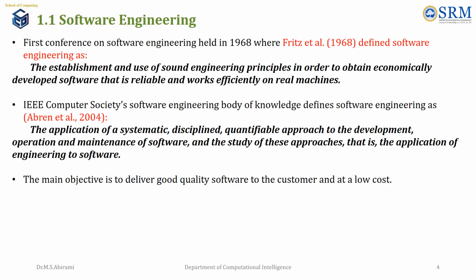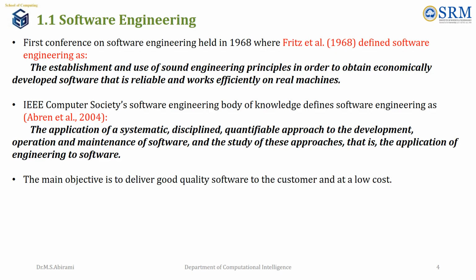Then the next definition of software engineering is given by Fritz et al. in the year 1968: the establishment and use of sound engineering principles in order to obtain economically developed software that is reliable and works efficiently on real machines. Another definition is given by Abran et al. in the year 2004: the application of a systematic, disciplined, quantifiable approach to the development, operation, and maintenance of software, and the study of these approaches, that is, the application of engineering to software.